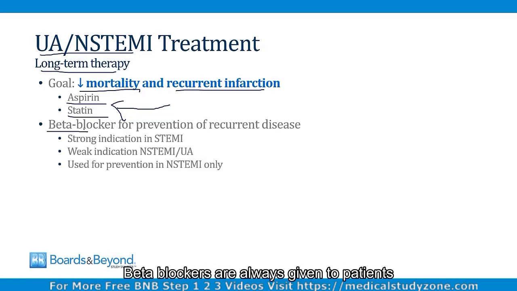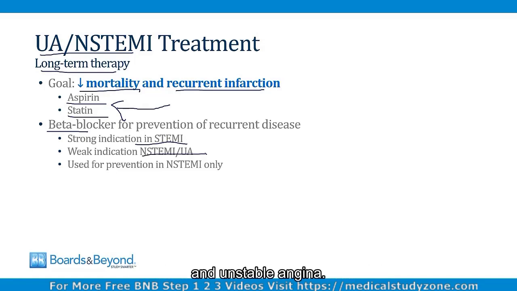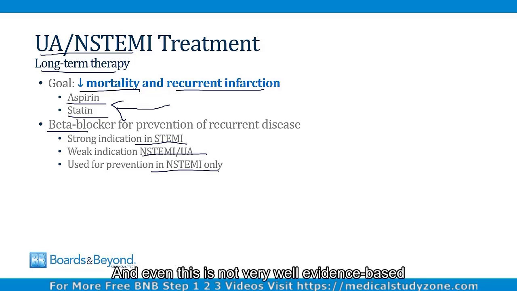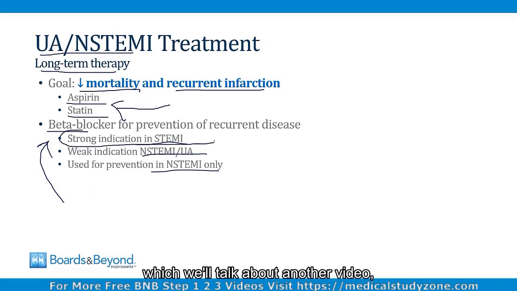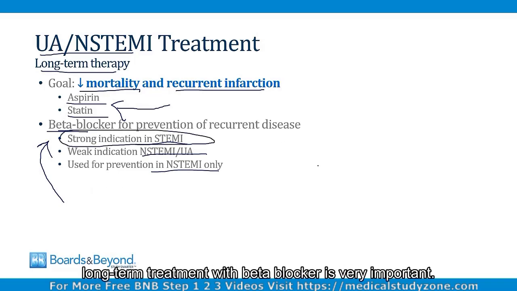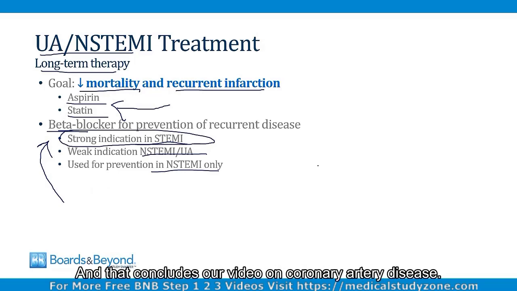Beta blockers are always given to patients who have had a STEMI in the past. They have a weak indication for NSTEMI and unstable angina. In general, we only administer beta blockers to patients who have had an NSTEMI, and even this is not very well evidence-based because there are limited trials. So I don't think they're going to ask you about giving beta blockers long-term to patients with unstable angina or NSTEMI. However, for patients with a STEMI, which we'll talk about in another video, long-term treatment with beta blocker is very important. And that concludes our video on coronary artery disease.